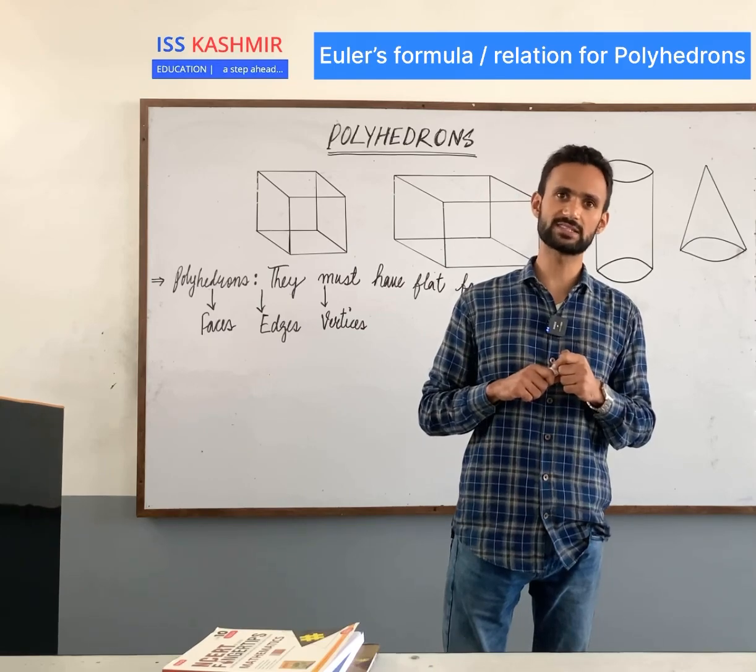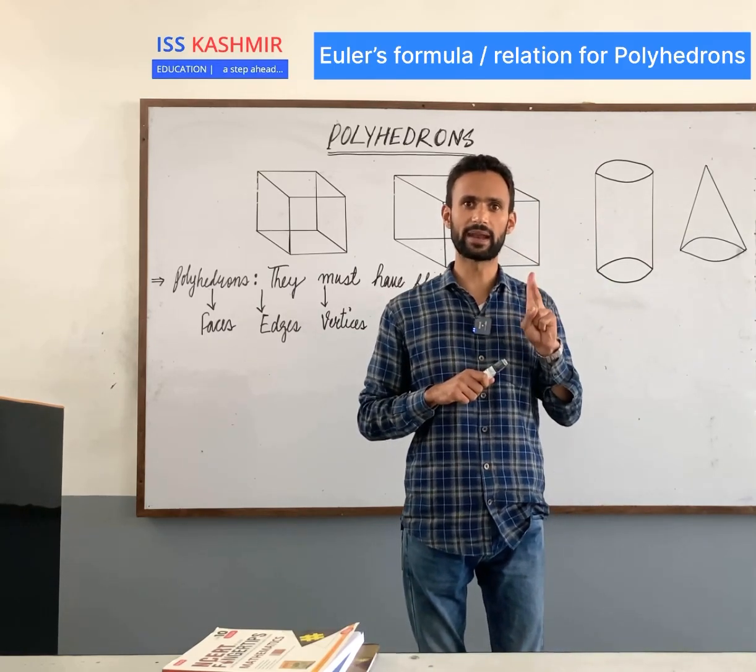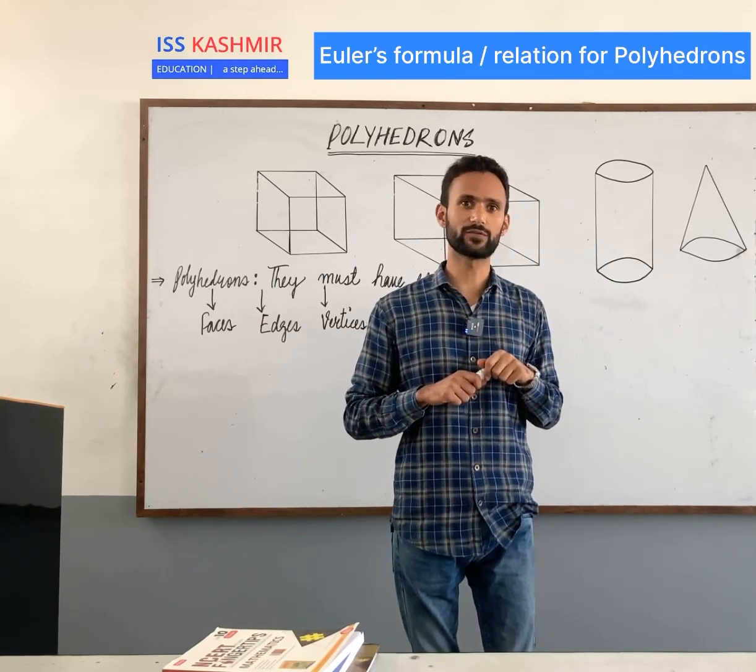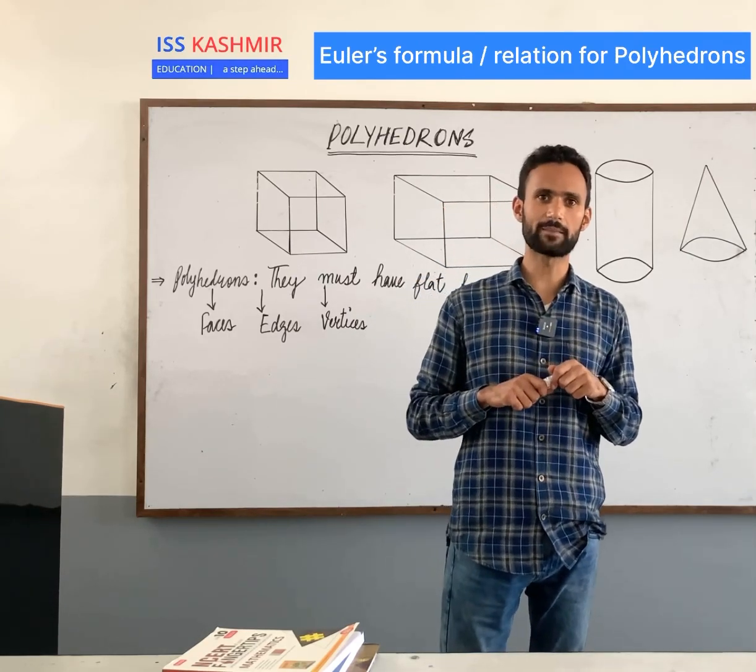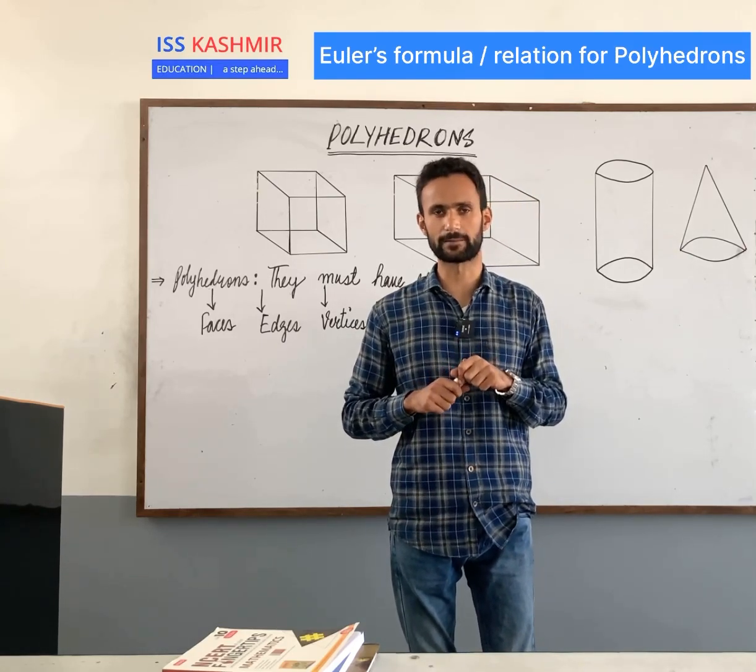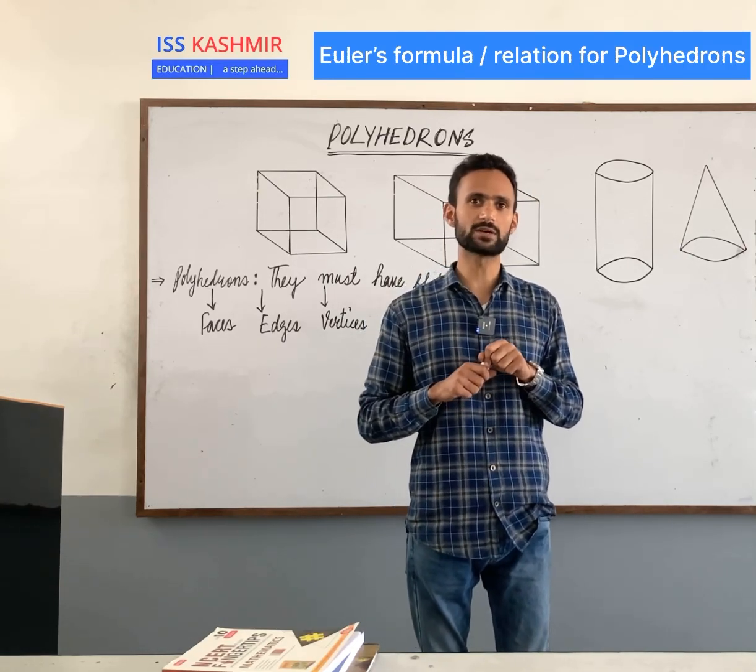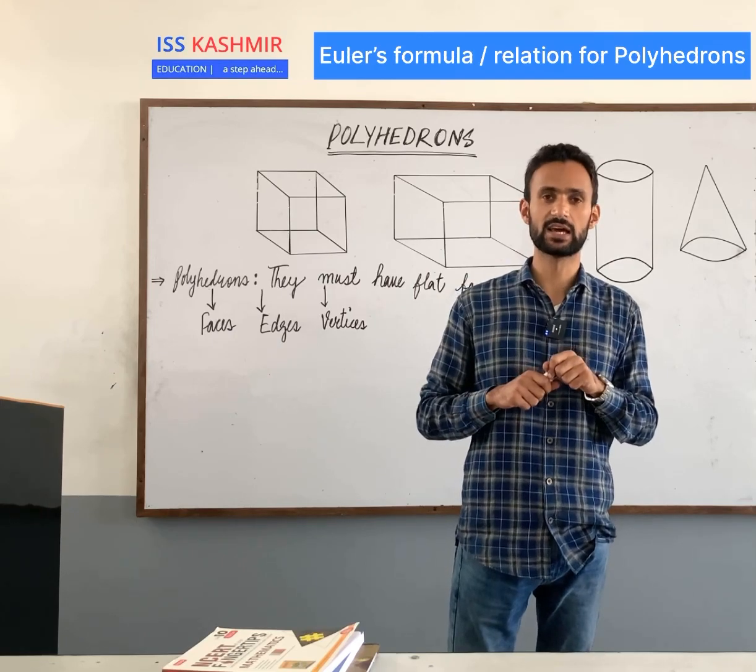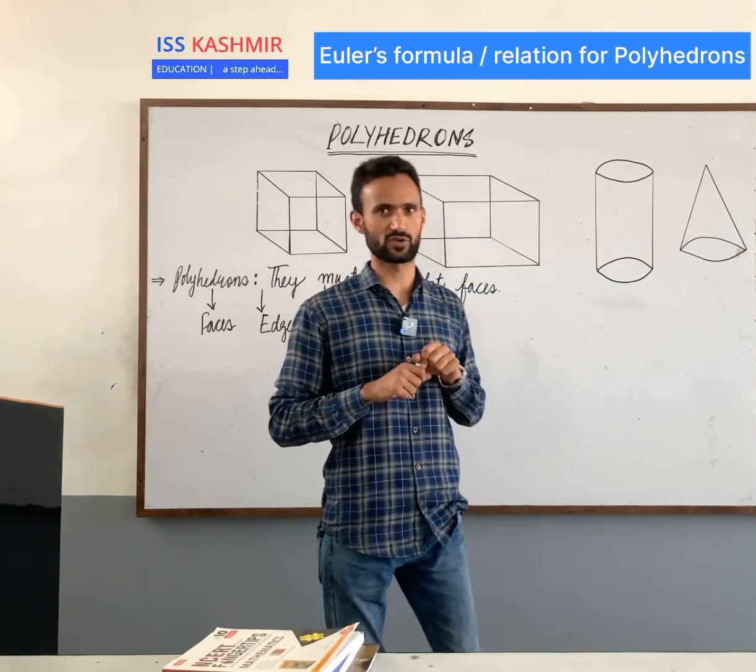A solid object has three measurements: length, breadth and height or depth. Therefore, they are called three-dimensional or 3D shapes. For example, cube, cuboid, cylinders, etc. Today, we will learn about some solid shapes having flat faces. Such shapes are called polyhedrons.